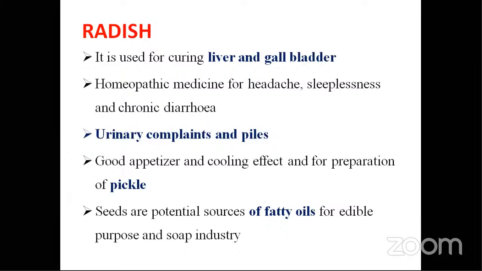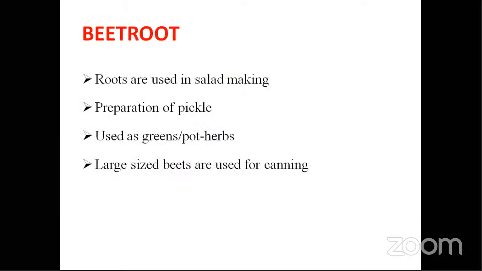And nextly, like any other root crop, it is also used raw or as pickle or for any culinary purpose. And the seeds are a potential source of fatty oils, so they are edible and used in the soap industry. So radish seeds are used in the soap industry because of the presence of fatty oils in them. So once again, it is good for liver, gallbladder, urinary complaints and piles. And nextly, seeds are used in the soap industry. These three can be the most important points.